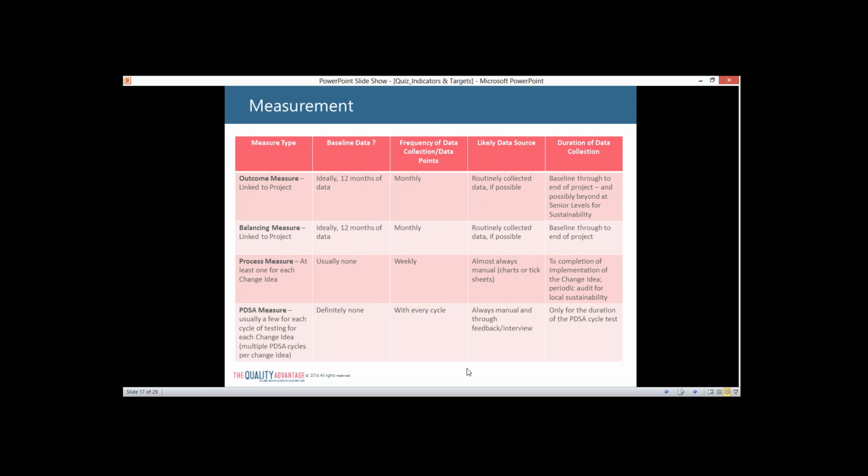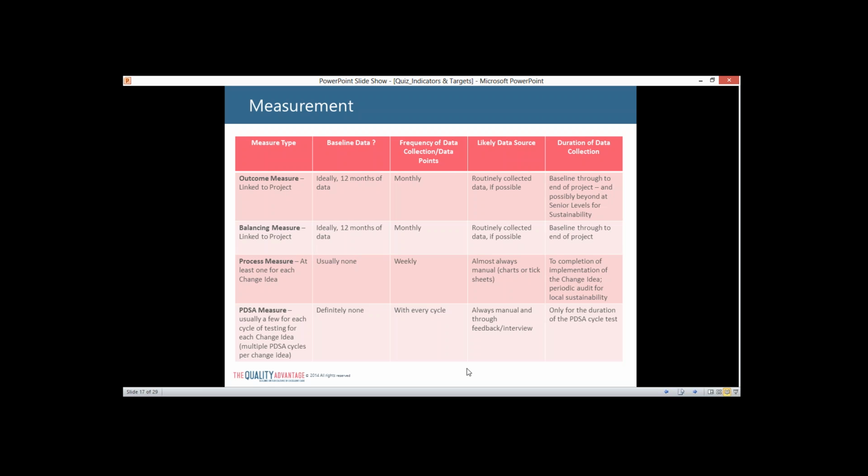Balancing measures. Again, these are linked to a project. Ideally, we've got 12 months of baseline data so that we can tell whether or not there are any unintended consequences. And just like the outcome measure for the project, these should be collected monthly. And again, through routinely collected data, if possible, meaning it's available and it's available in a timely manner. And these data only need to be collected to the end of a project. Once you've completed the project and you see that you hopefully haven't had any unintended consequences, there's no reason to continue collecting this.